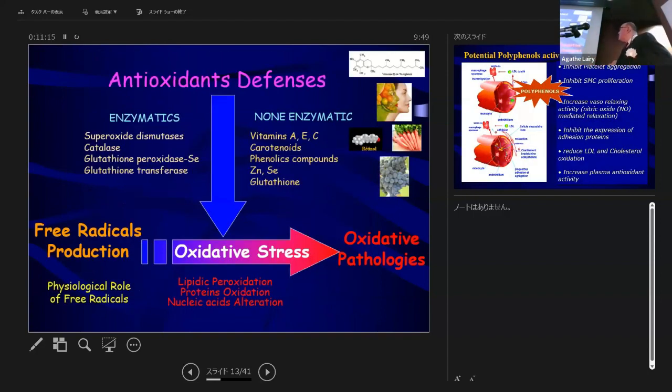So we have antioxidant defenses. Some of them are enzymatic, with superoxide dismutase, catalase, glutathione peroxidase with selenium, glutathione transferase, or they can also be non-enzymatic, with vitamin E, vitamin C, vitamin A, carotenoids. So phenolic compounds that you have, of course, in grapes or wine, then selenium and glutathione, act against oxidative stress. And in this case, that can be powerful to reduce oxidative pathology. And in fact, all these compounds fight against lipid peroxidation, protein oxidation, or nucleic acid alteration.